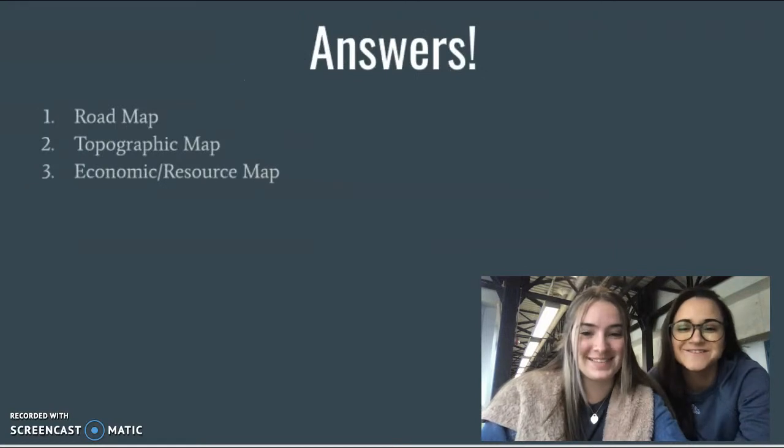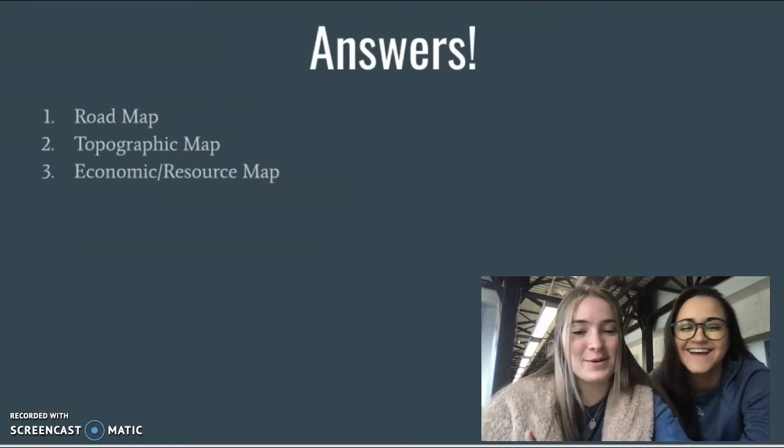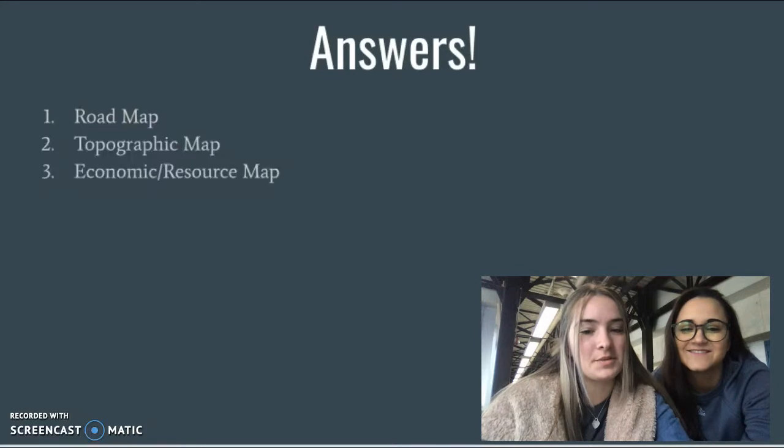And these are the answers. So, number 1 is a road map. Number 2 is a topographic map, and number 3 is an economic/resource map.